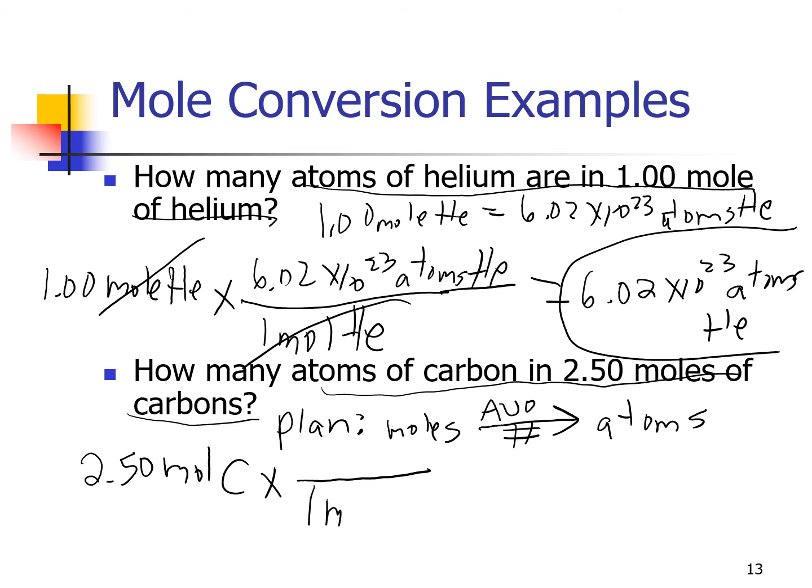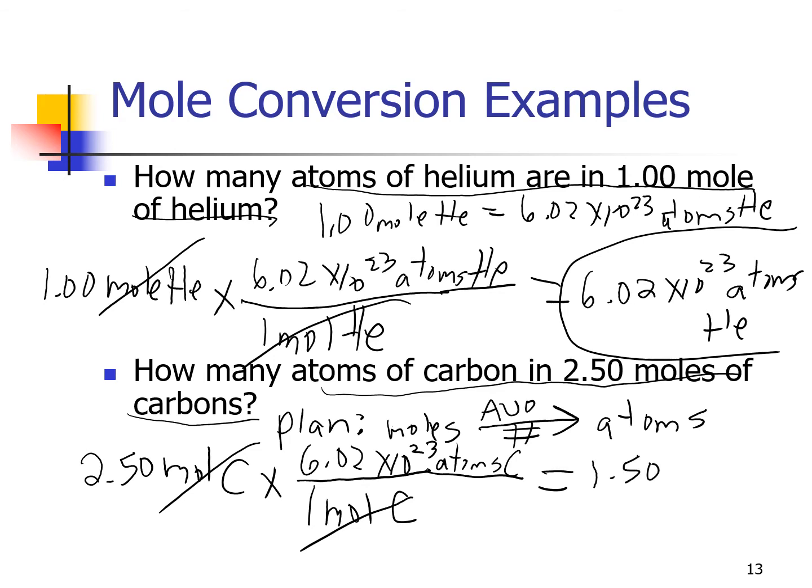So we have 1 mole of carbon at the bottom, which is equivalent to 6.02 times 10 to the 23rd atoms of carbon at the top. So the moles of carbon cancel, and then we just need to do the math. 2.50 times 6.02 times 10 to the 23rd gives me 1.505 times 10 to the 24th atoms of carbon.